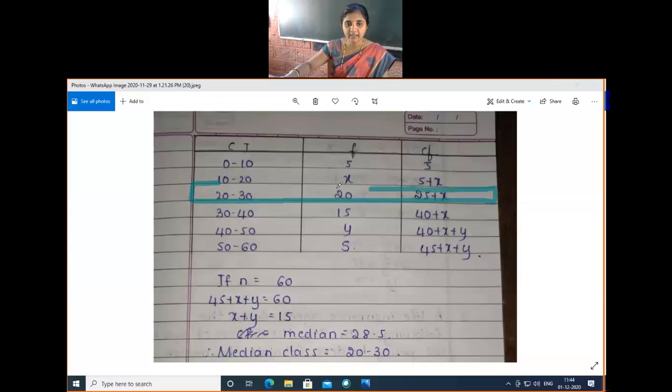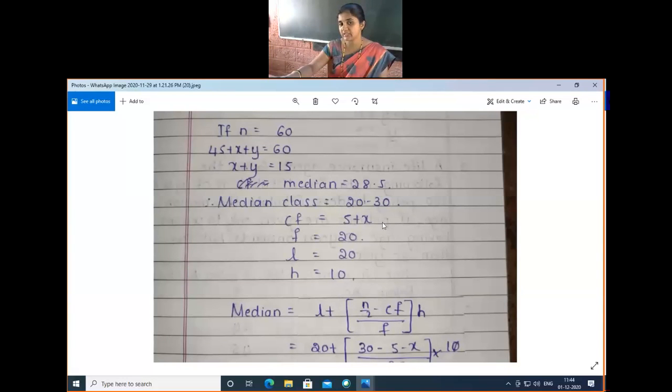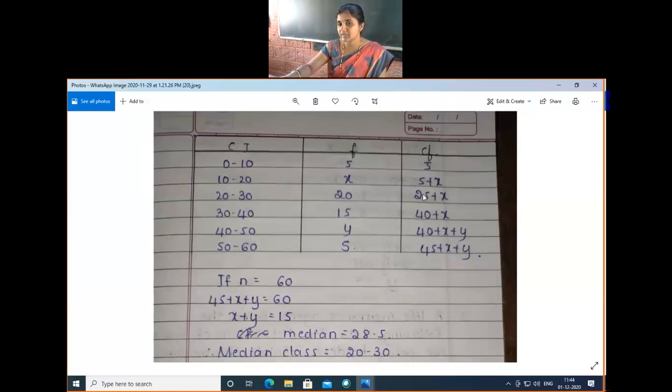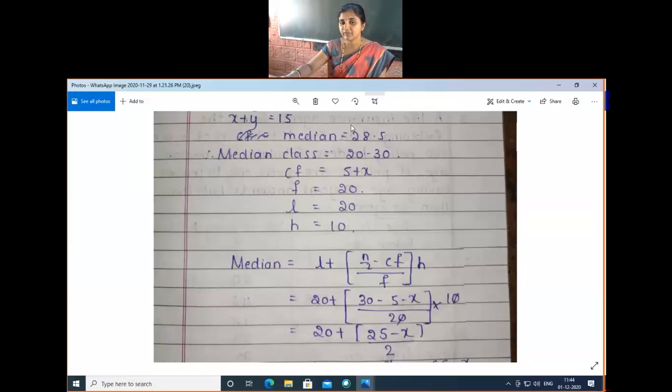Got the idea of this, students? Since the median is already given, where do we search for the median class? We just observe the class interval containing 28.5. So 28.5 comes in 20 to 30, so the median class is 20 to 30. Then CF, the cumulative frequency preceding the median class. Here the median class is 20 to 30, so the preceding cumulative frequency is 5 plus x. This is CF. Then f is the frequency of the median class, that is 20.